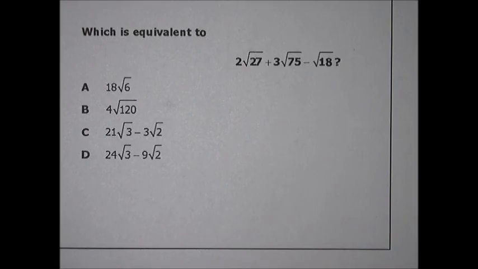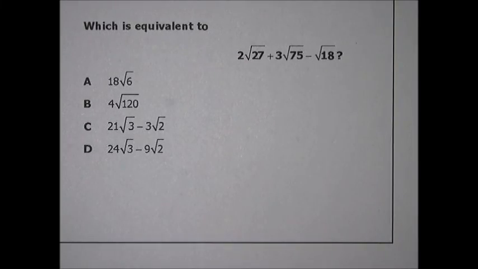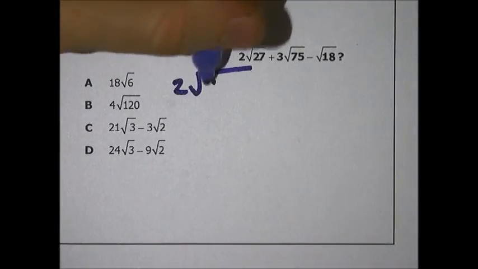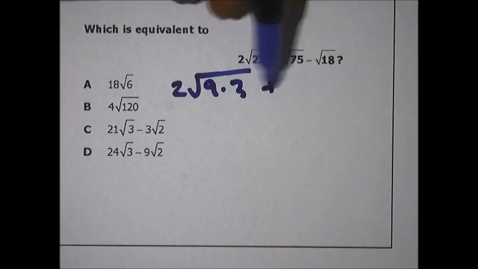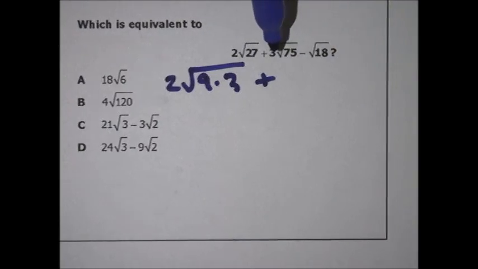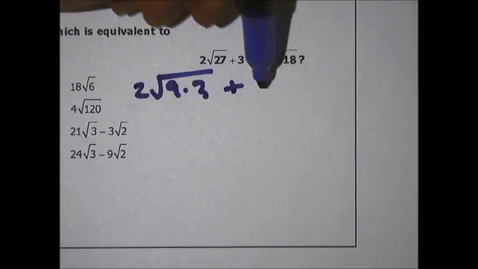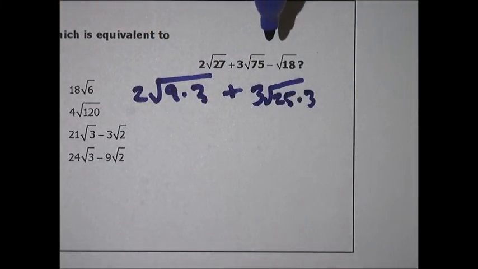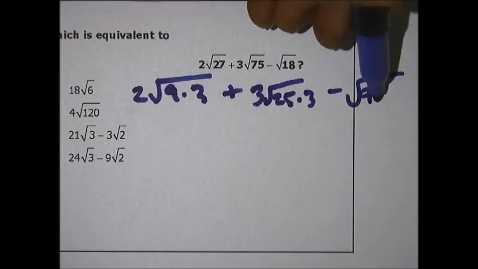Which is equivalent? So you're trying to add and subtract radicals. To add or subtract a radical, you need the same number underneath. So I want to take the 27, I'm going to make it 9 times 3. So this is 2, 9 times 3, plus for the 75, we're going to go with 25 times 3. So this is 3, 25 times 3. For the 18, 9 times 2.